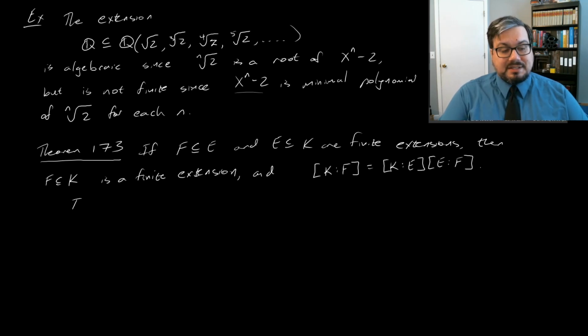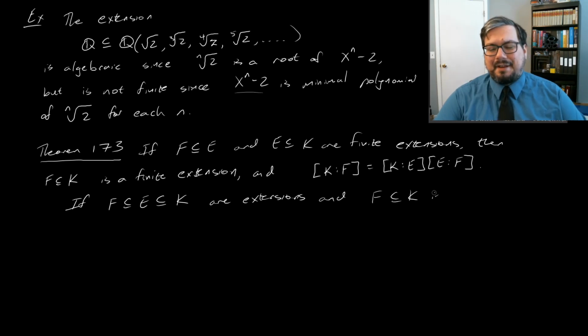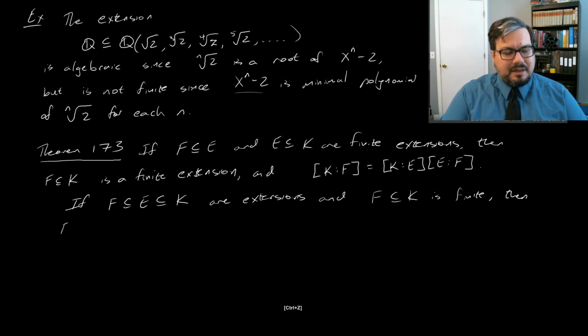The second part of this theorem says that if we have a chain of field extensions, and the extension F to K is finite, then the extensions F to E and E to K are finite.